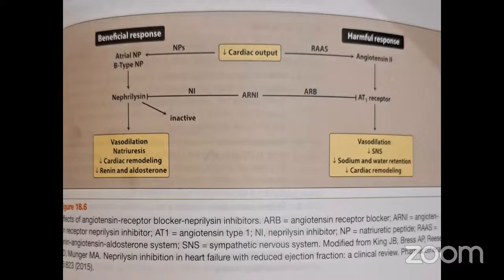So this is the flow diagram. See, the beneficial response of atrial and B natriuretic peptide will decrease cardiac output, which is very good, together with RAS. Neprilysin is the enzyme which will degrade these peptides, and hence vasodilatation, natriuresis, decreased cardiac remodeling, and decreased renin and aldosterone are produced. Because we are adding ARNI, that is valsartan with neprilysin inhibitor, that is sacubitril. Valsartan acts as ARB. The neprilysin inhibitor is sacubitril. So this will inhibit AT1 receptors. These are the actions: vasodilatation, decreased sympathetic nervous system discharge, decreased sodium water retention because of decreased aldosterone, and decreased cardiac remodeling. And this atrial and brain peptide causes vasodilatation, natriuresis, decreases remodeling and decreases renin and aldosterone, which is very, very good in case of resistant heart failure.